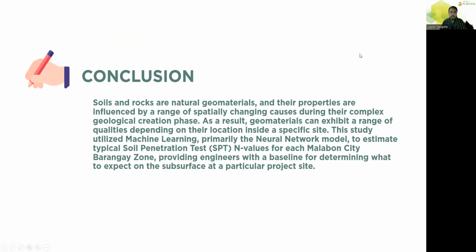For our conclusion, soils and rocks are natural geomaterials and their properties are influenced by a range of spatially changing causes during their complex geological formation phase. As a result, geomaterials can exhibit a range of qualities depending on their location inside a specific site. This study utilized machine learning, primarily the neural network model, to estimate the typical standard penetration test or SPT N-values for each Malabon City barangay or zone, providing engineers with a baseline for determining what to expect on the subsurface at a particular project site.